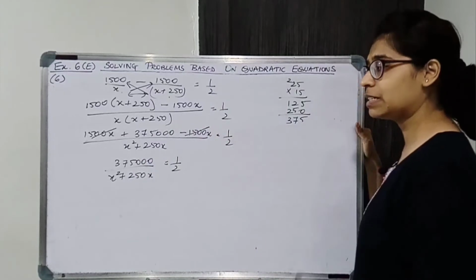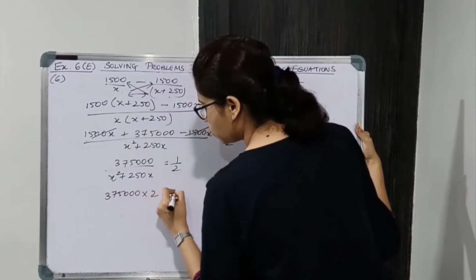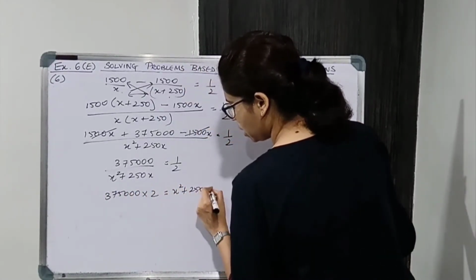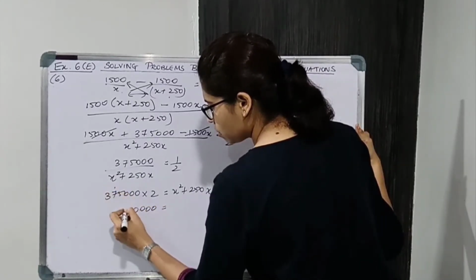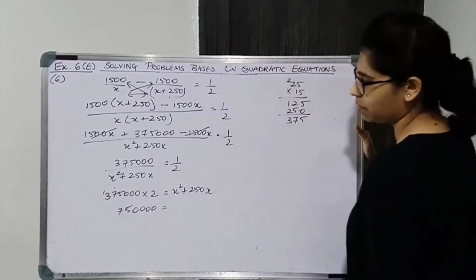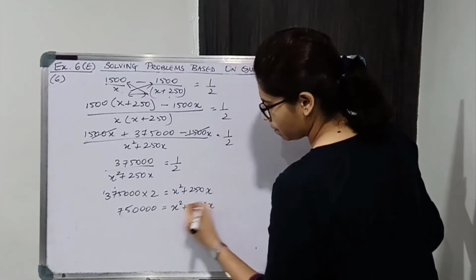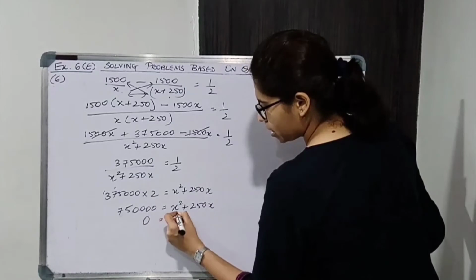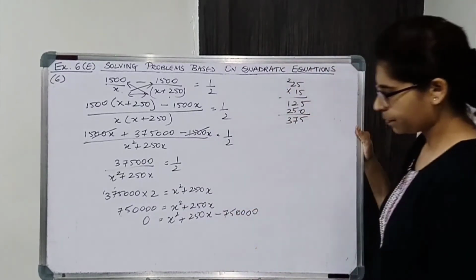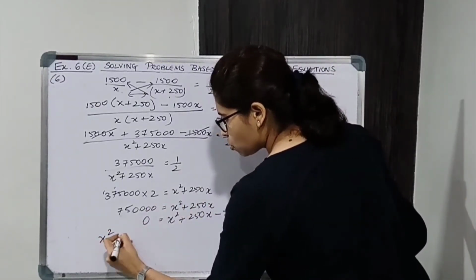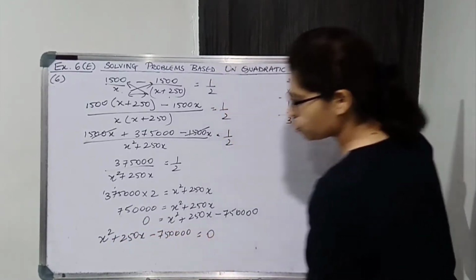Now we can cross multiply. It's simplified. So 375,000 into 2 is equal to x square plus 250x. So this will give 0 0 0. 2 5s are 10, 2 7s are 14, 15, 2 3s are 6 plus 1 7. So 7,50,000 is equal to x square plus 250x. Shifting this on the other side, I want x square positive. So 7,50,000. Now switch the sides. So x square plus 250x minus 7,50,000 is equal to 0.